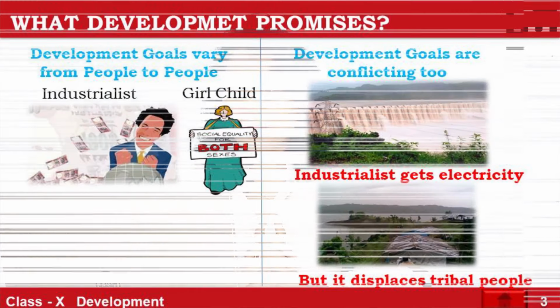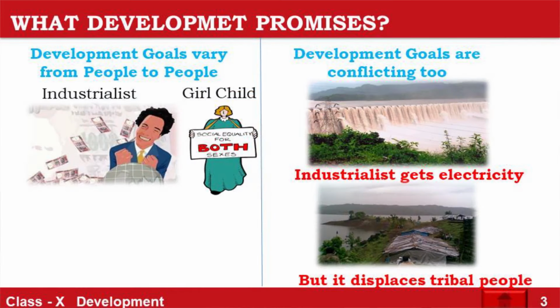So let us move to the next topic here. What development promises? Different people, different goals. To understand it better, we have a table here, 1.1: Developmental goals of different categories of persons.